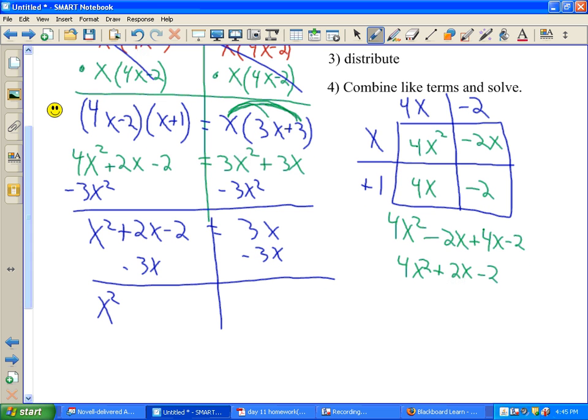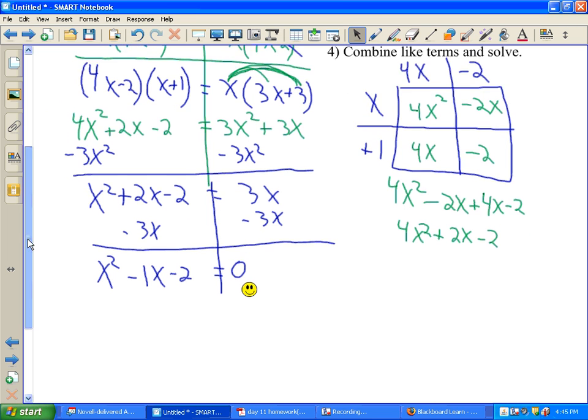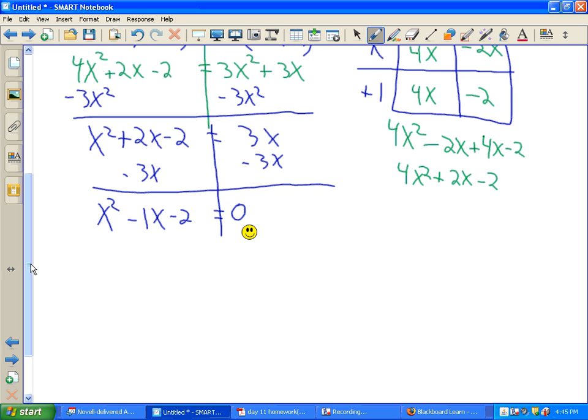I'm left with an x squared. I put the x's above each other, so that's minus 1x minus 2 equals 0. You have to have that equals 0. Without the equals 0, our step in 2 steps from now will not be able to work.